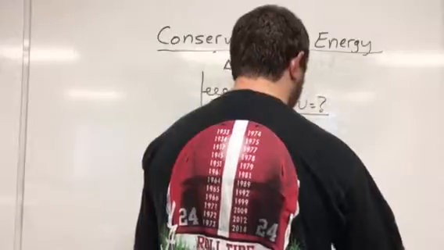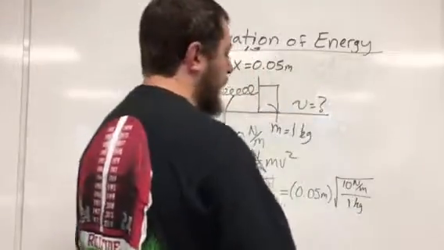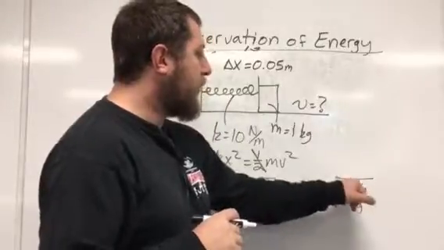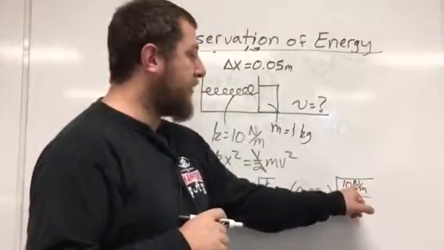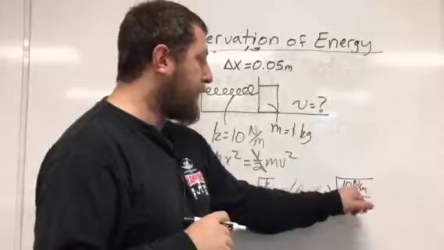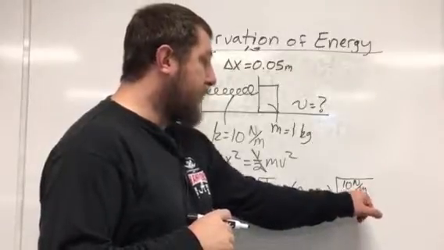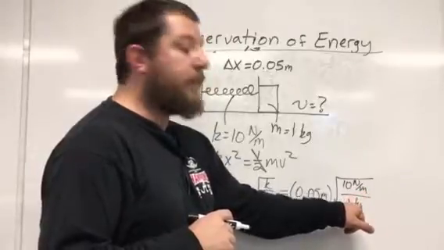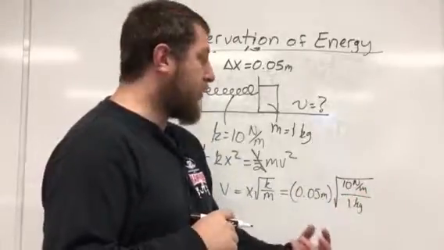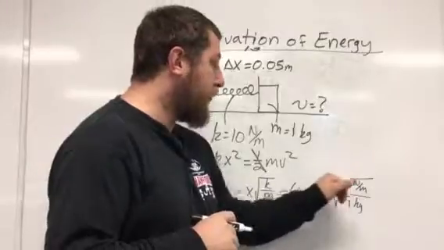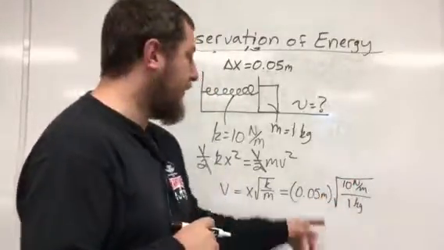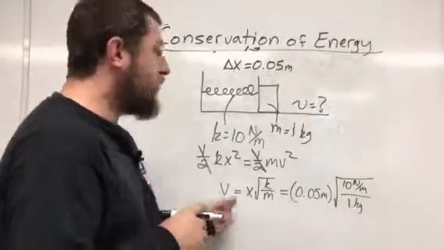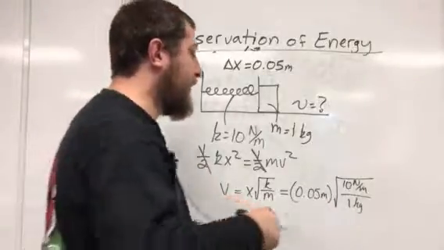over 1 kilogram. And notice, what units am I going to get in here? Newtons are kilograms times meters per second squared. Divided by meters gives me kilograms per second squared. Divided by kilograms gives me per second squared. When I take the square root, I'm going to get per second. And when I multiply per seconds by meters, I get meters per second. So my units are indeed that of velocity.